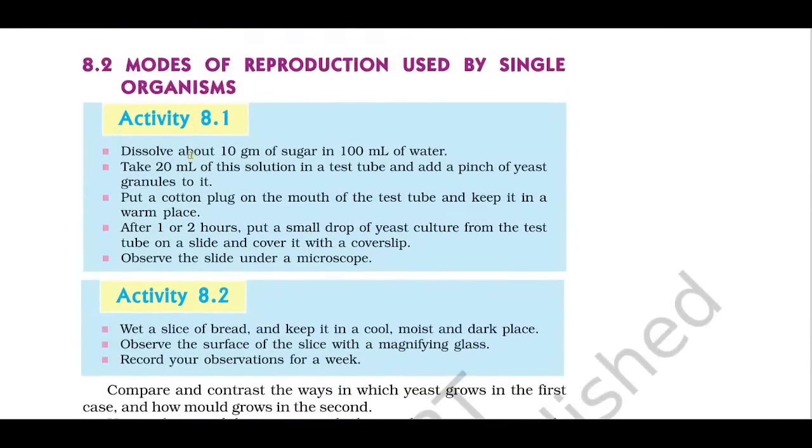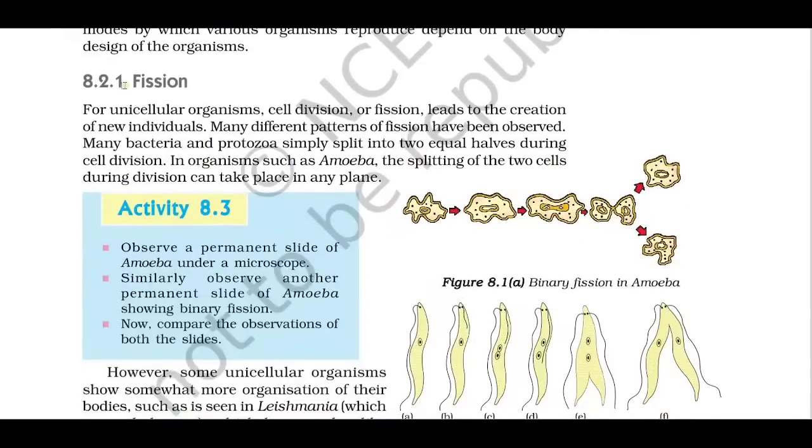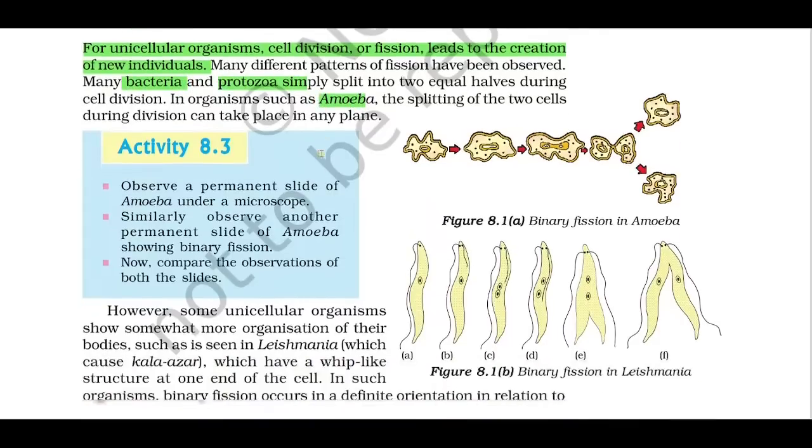So modes of reproduction by a single organism, that is asexual reproduction. The first type of asexual reproduction is fission. For unicellular organisms, cell division or fission leads to creation of new individuals, where a cell splits into two cells, where each cell becomes an individual. For example, amoeba, protozoa, and many bacteria.